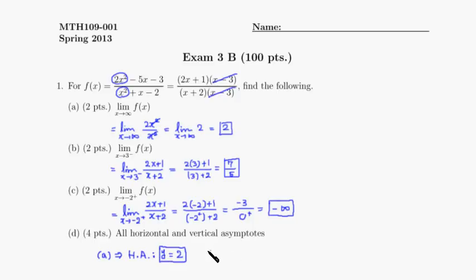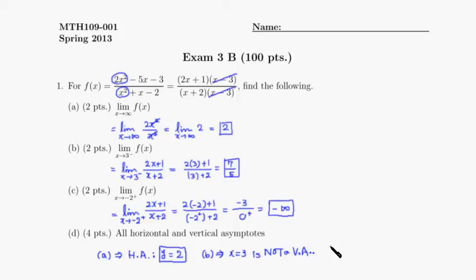If you look at part B, the limit does not go to positive infinity or negative infinity, which means that it is not a vertical asymptote. So x equals 3 is not a vertical asymptote. There's no vertical asymptote there.